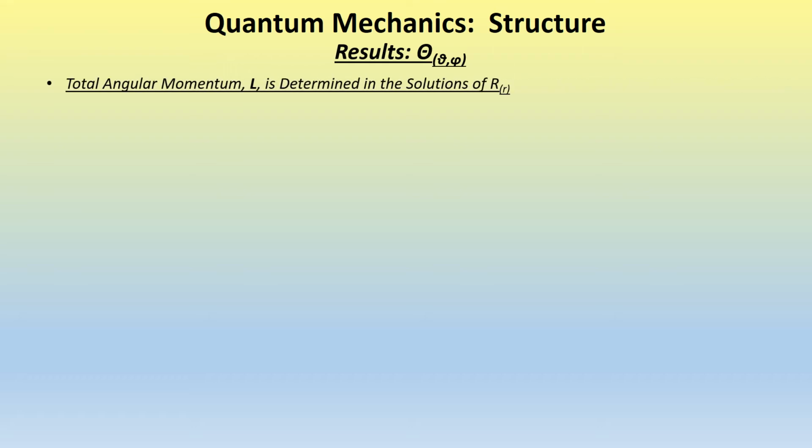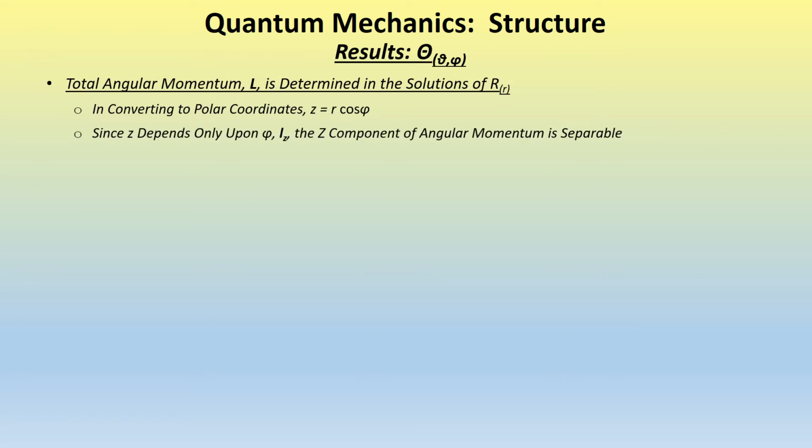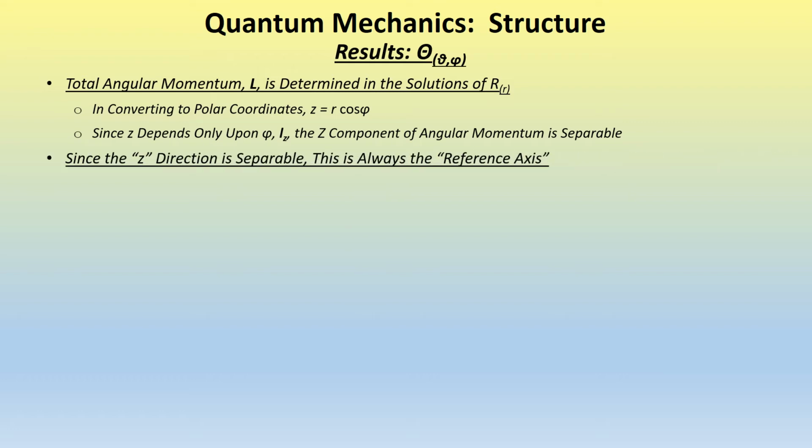We now look at the next result, the result for the angular function theta of phi theta. As seen, the total angular momentum L is determined from the solution of the radial function R sub R. In converting to polar coordinates, you also saw that Z was equal to R cosine phi. Since Z depends only upon phi, L sub Z, the Z component of the angular momentum, is separable. Since the Z direction is separable, this will always be the reference axis. This is important and will come up later on in spectroscopy.